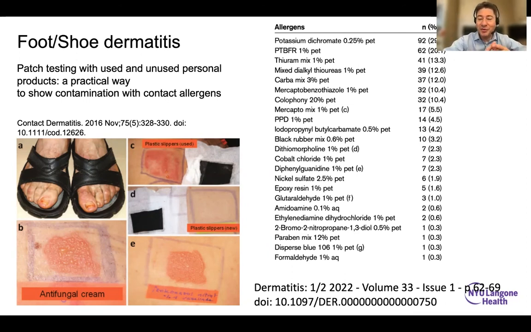We see the thiurams and the thiourea and the carbamates. We heard about those with hands and rubber gloves. We're seeing them in shoes, and they're causing foot dermatitis. But what's something different about shoes is people will put medicines on their feet and then stick their feet in the shoes and contaminate those shoes forever, right?